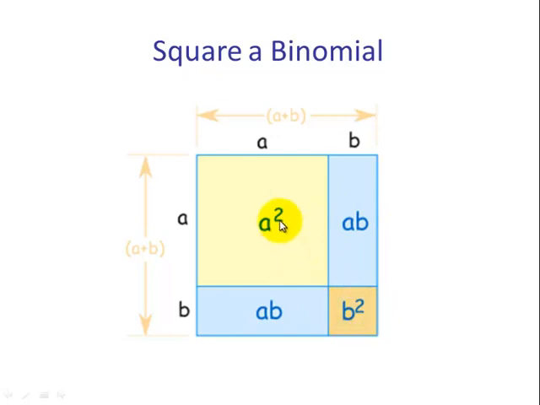So it is incorrect to think that (a + b) squared is a squared plus b squared, because you are missing this area here.